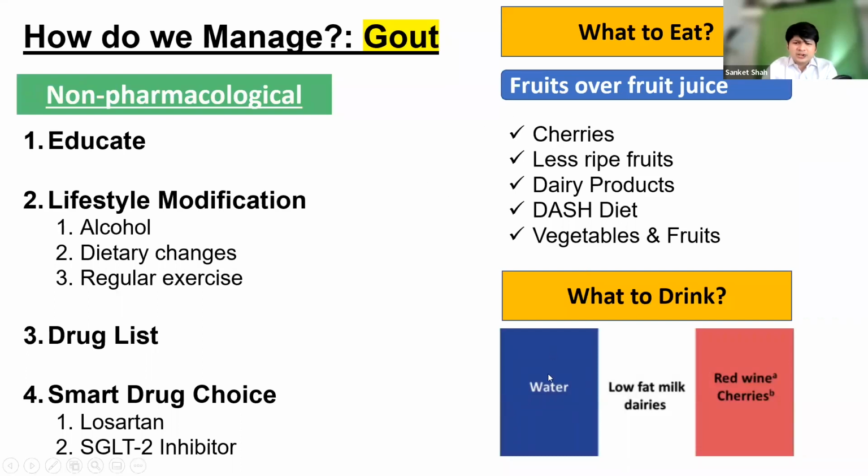What to drink? Water. That is a simple answer. Water is the best thing to drink. Low fat milk and dairy products are good. If alcohol has to be given as a choice, it's just red wine. Cherries are good. So this is the point, and this part will be very important in managing your patient with hyperuricemia.